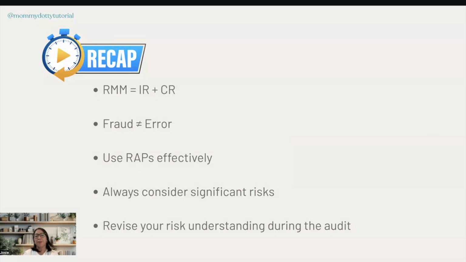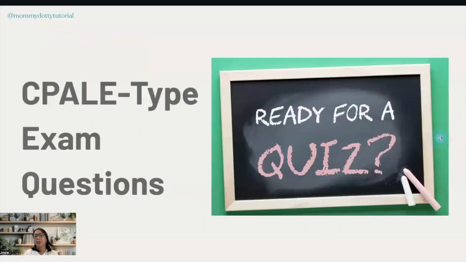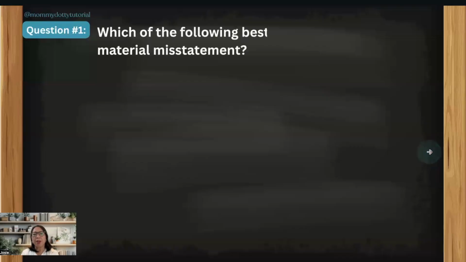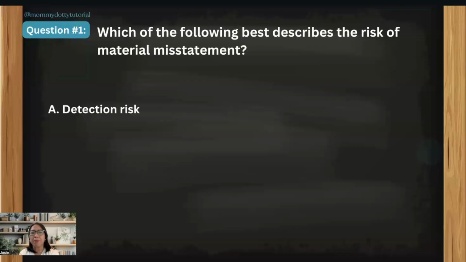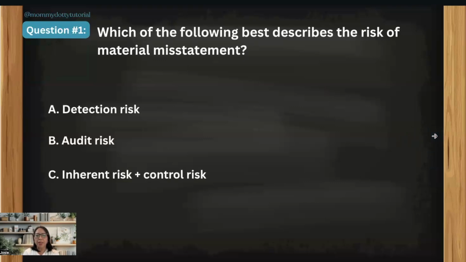Now we can go to CPALE type exam questions. Let's answer a few questions here. For question number 1: Which of the following best describes the risk of material misstatement? A, detection risk. B, audit risk. C, inherent risk plus control risk. And D, business risk. You may pause this video so you can think for the correct answer.